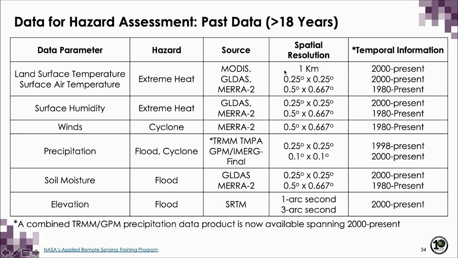As you can see, resolutions in space vary for different data sets. SRTM is about 30 meters, MODIS is 1 kilometer, quarter degree for TRMM and GLDAS, half a degree for MERRA, and 1/10th degree for GPM. So resolutions do vary, but these data are available long term, and they can be used to assess these hazards regionally: where the intensity is high or frequency is high, and what the probability or return period is.